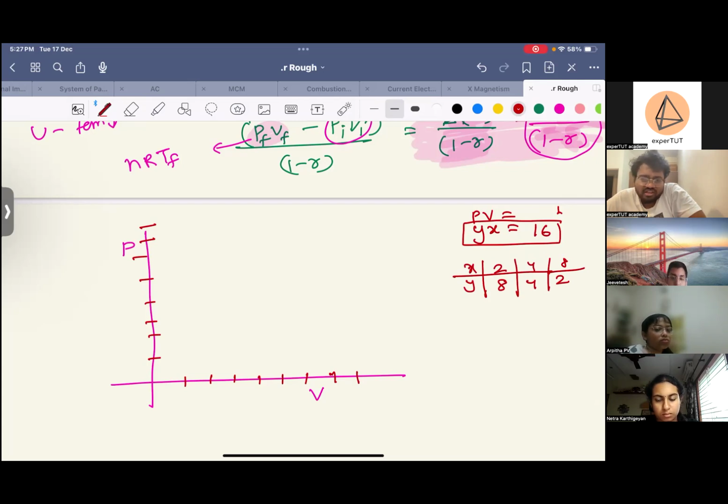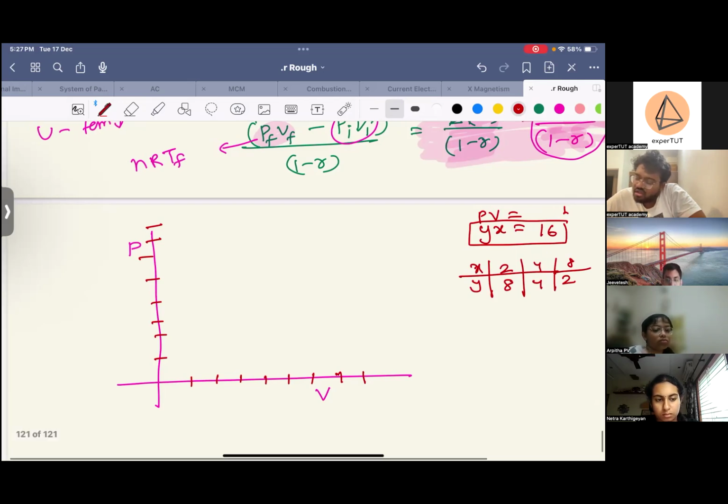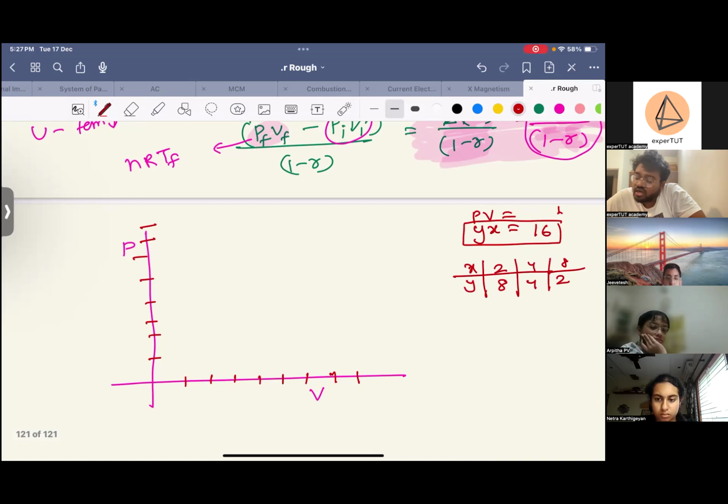I can take any one x, any one y, but no, pressure, no, I can't take any one y. We should take the pressure as y, right? Because pressure is on the y-axis and volume as x. So 2 comma 8 is this point, 4 comma 4 is this point, and 8 comma 2 is this point, correct?